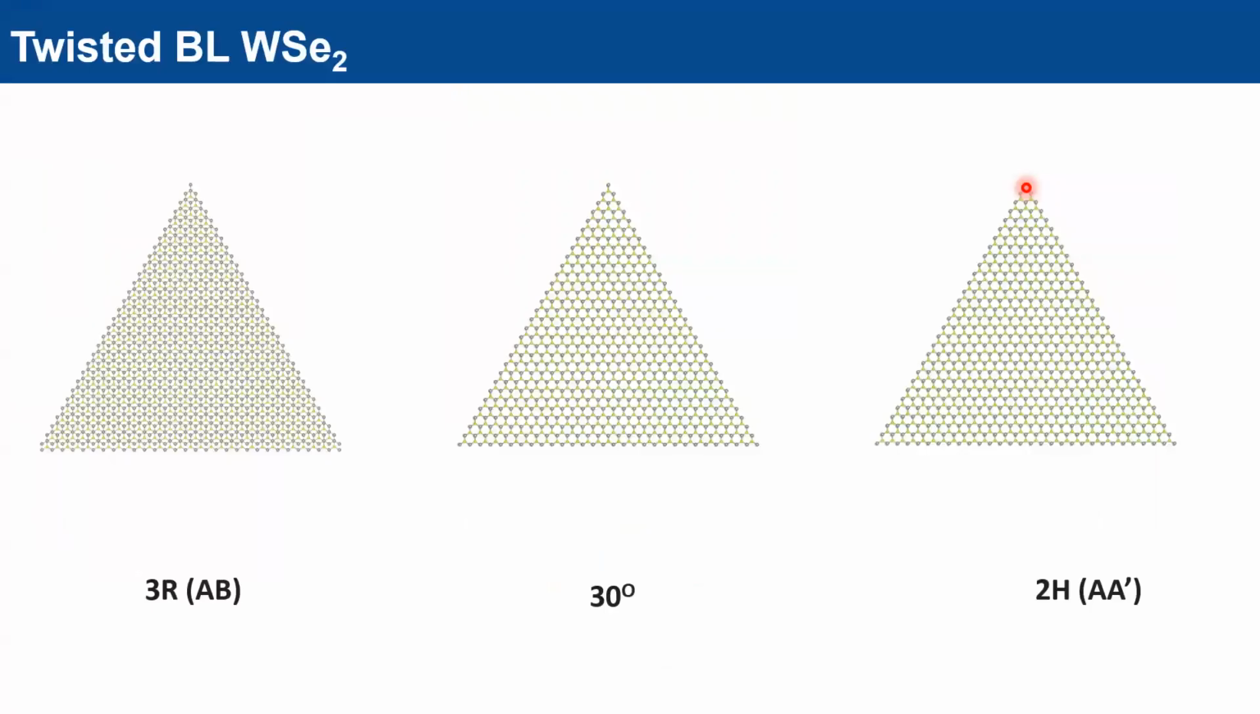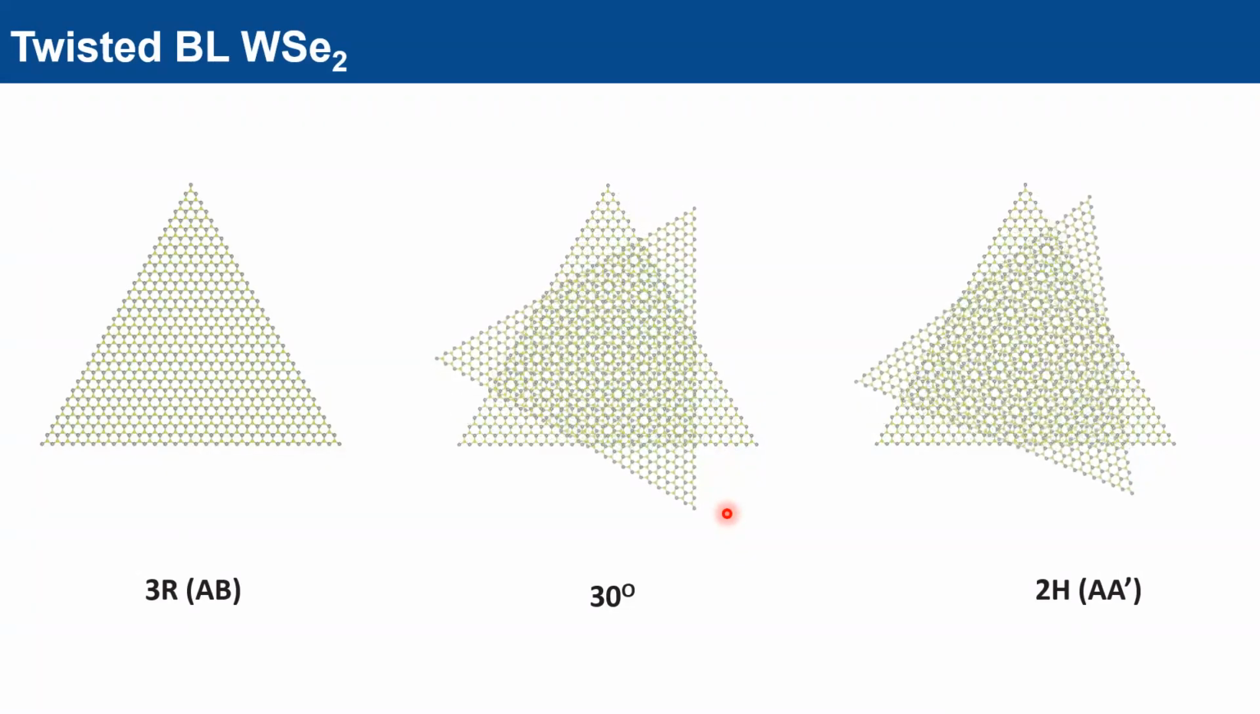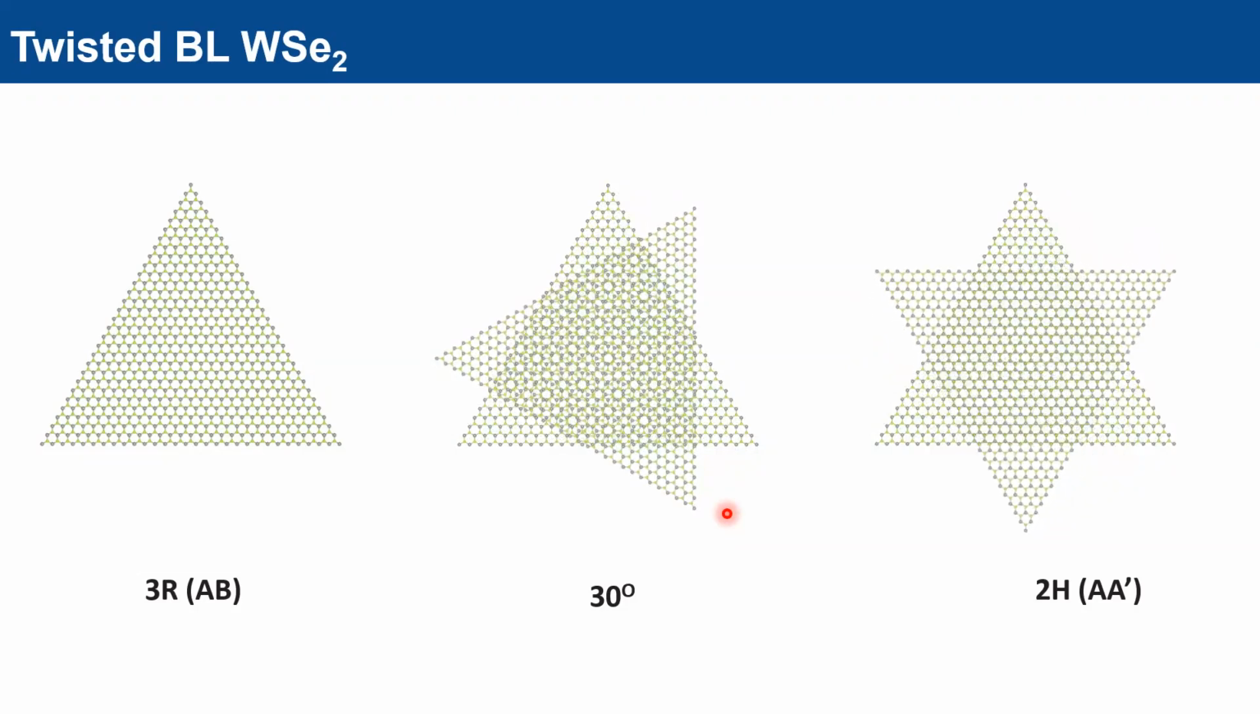So, this is your 3R stacking. And so we will try to understand why this decoupling is happening. And this is your 30 degree, and this is basically your 2H. So you have to rotate by 60 degree. Now, let us compare the three different stackings here.